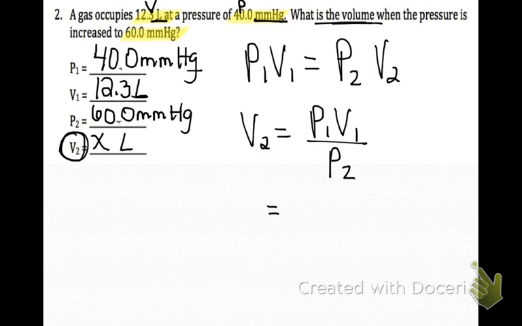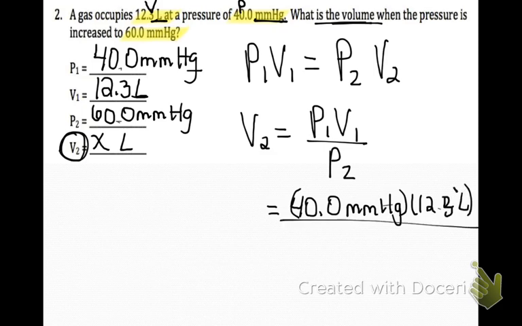So I'll plug in my values. 40.0 millimeters of mercury. Put those units in there so we know that they cancel. Volume is 12.3 liters. That's over P2, which is 60.0 millimeters of mercury. And let's see what cancels. I have mmHg there, mmHg there. One's on the top, the other's on the bottom, so I can cancel them out. I'm left with liters, which is good because that's what I wanted over here.